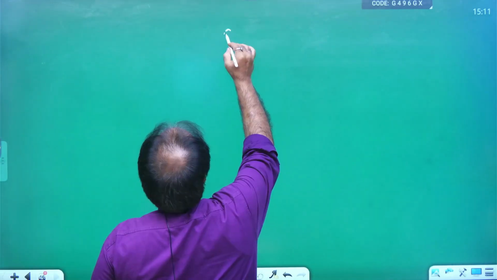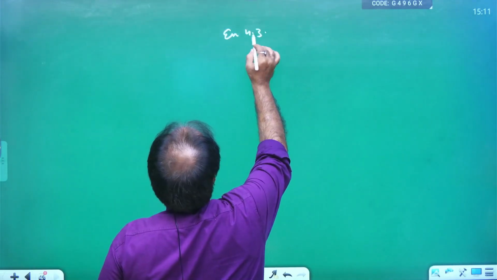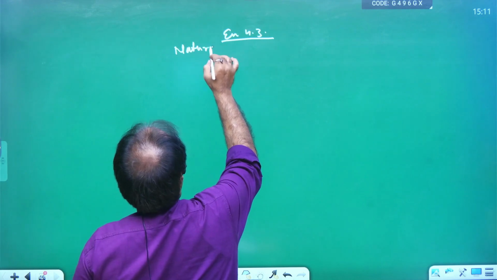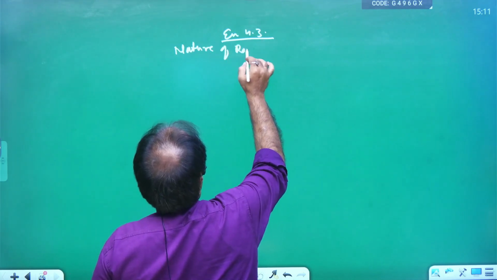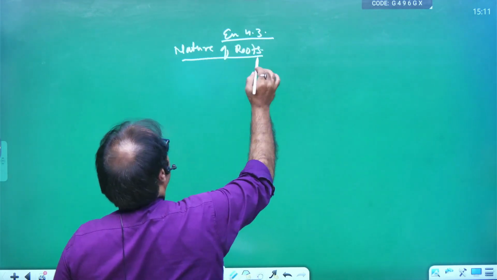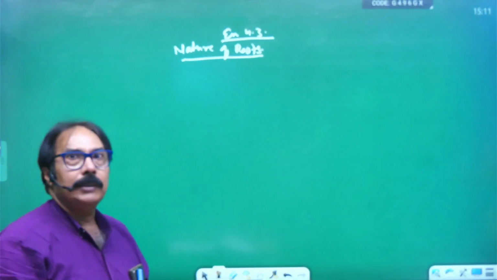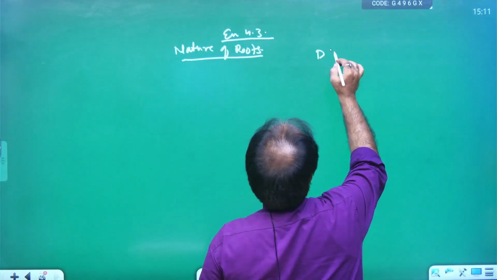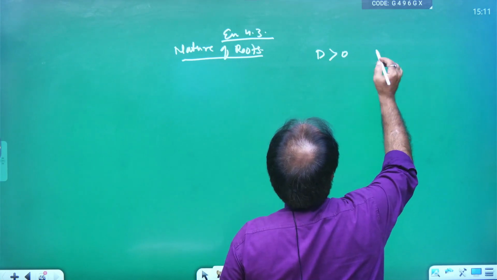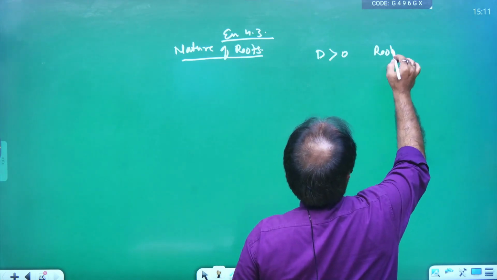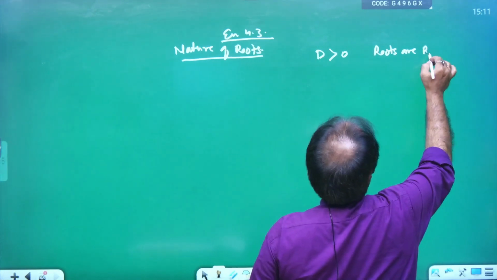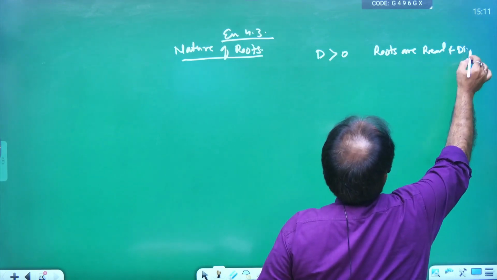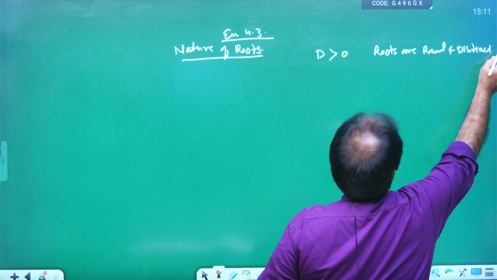Now, I am taking exercise 4.3, that is question based on nature of roots. As I told you, the nature of roots depends upon the discriminant. If the discriminant is greater than 0, then the nature of the roots are real and distinct. Distinct means two different roots.